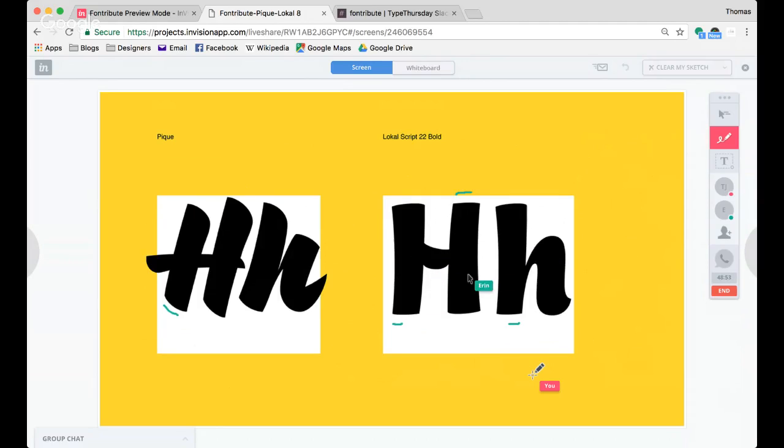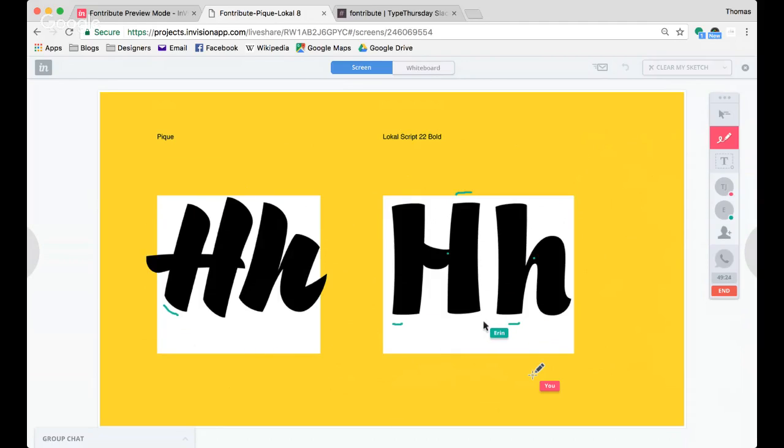I don't know. If I look at these two together, it doesn't really feel like the same kind of feeling, both of these characters. I'm not sure. I might have to see some other caps of Local Script, but I have a feeling that's what I've been noticing in Local Script. Each character feels like it plays by its own rules almost. So I feel like it's not as much of a tight system as Pique. That's what I would say.